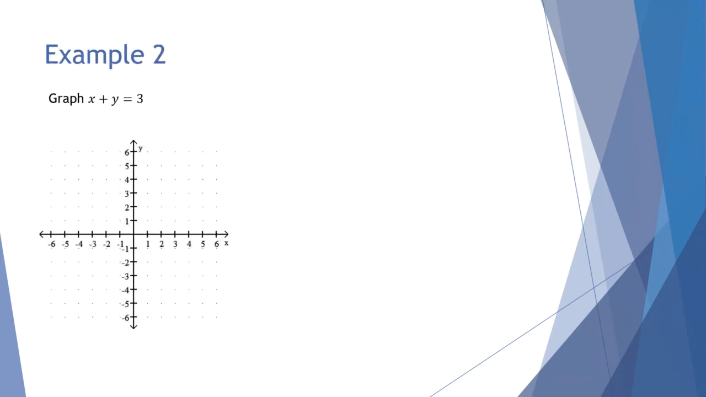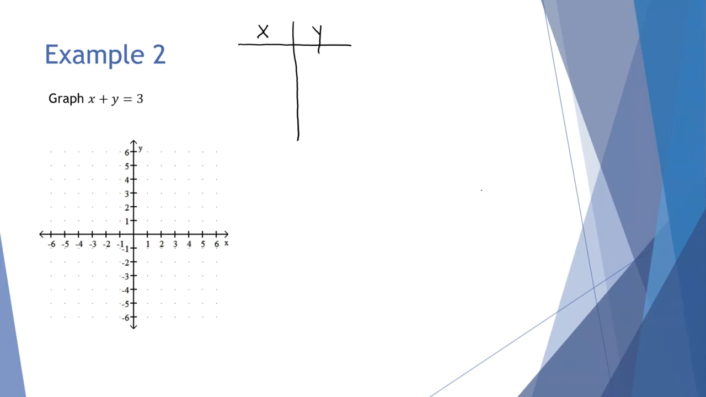So I'm going to demonstrate this in example 2 here. So I have an equation, and it says graph this. Well, how do we do that by hand? We want to make a table. So I'm going to just fill in a table here. Your input is always x. Your output is always y. And we can pick any x we want.